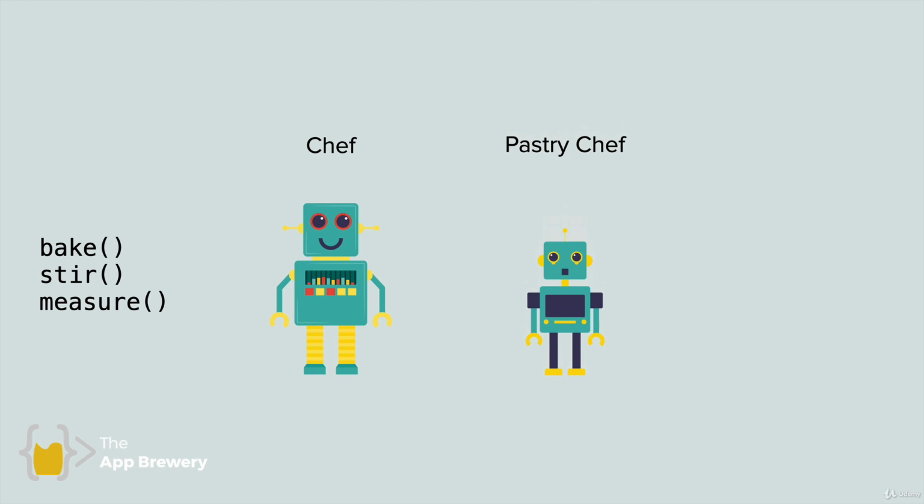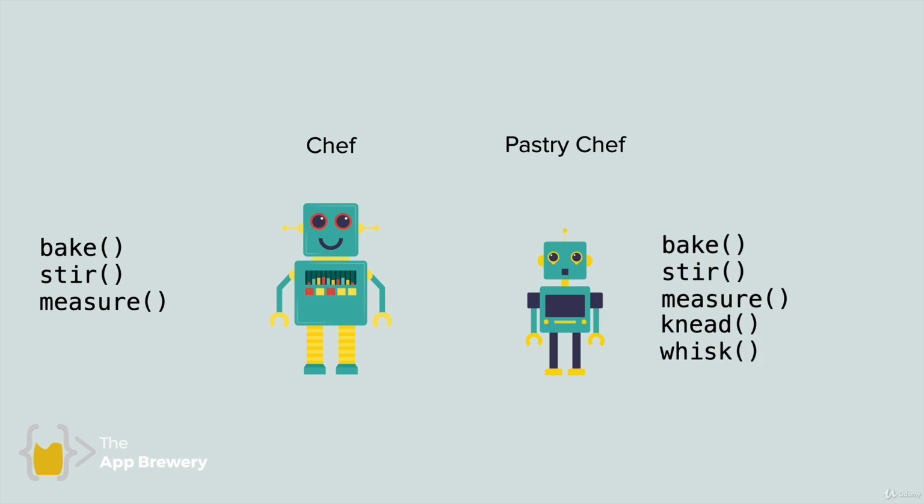Now, this pastry chef will need to know some of the things that a chef knows how to do, but it also needs something extra. So you don't want to create this pastry chef entirely from scratch. Instead, you want to be able to take the methods you already defined for the chef class and then just add to it. Add a few other relevant methods, like how to knead dough or how to whisk some eggs. So this process of inheriting behavior and appearance from an existing class is known as class inheritance.